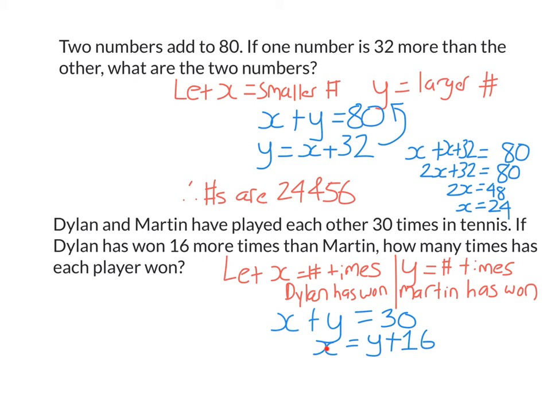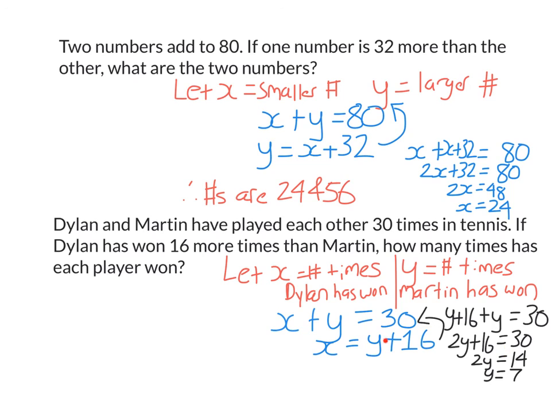So this second equation has x as the subject, x by itself, so that's the one I substitute. I'm going to substitute it into the top equation. So I take my equation x plus y equals 30, and I'm going to replace x with y plus 16. So now I have y plus y is 2y, 2y plus 16 equals 30. Subtract 16 from both sides, divide each side by 2, y equals 7. I'm not done. I know what y is, but I need to know what x is. So x is just 7 plus 16, which is 23.